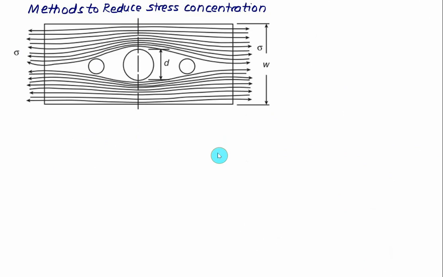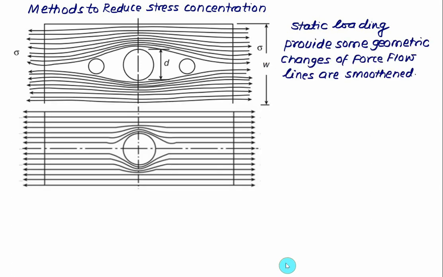So the stress concentration can be reduced. If we have a circular hole, what you have to do is make two smaller holes nearer to the larger hole. Because of this, we find that the stress concentration will decrease. This is true in the case of static loading. You can very easily compare the two figures.